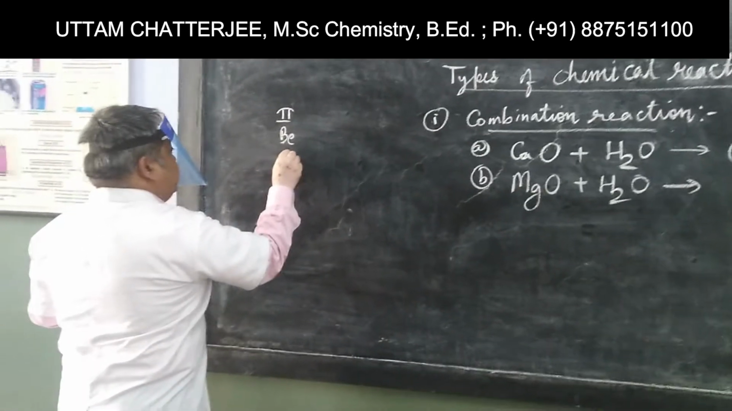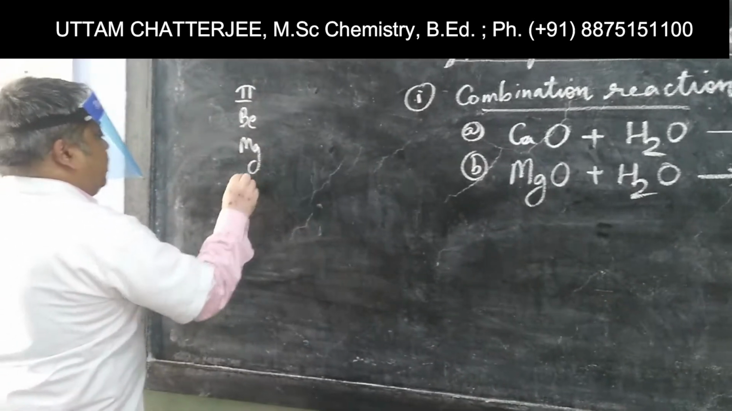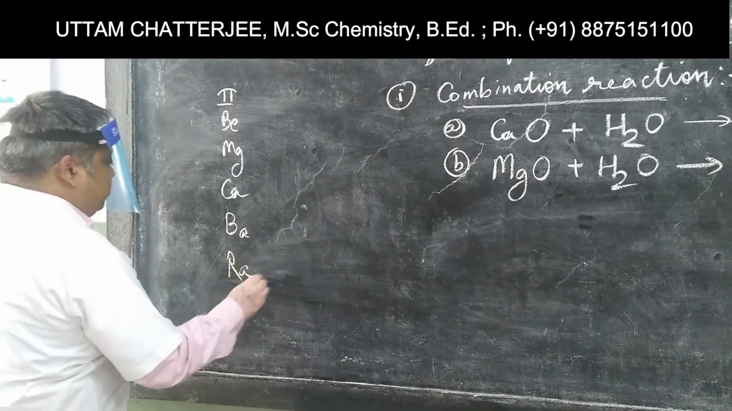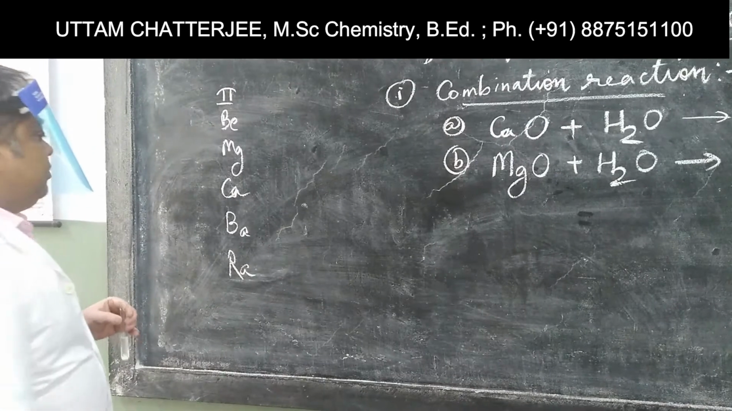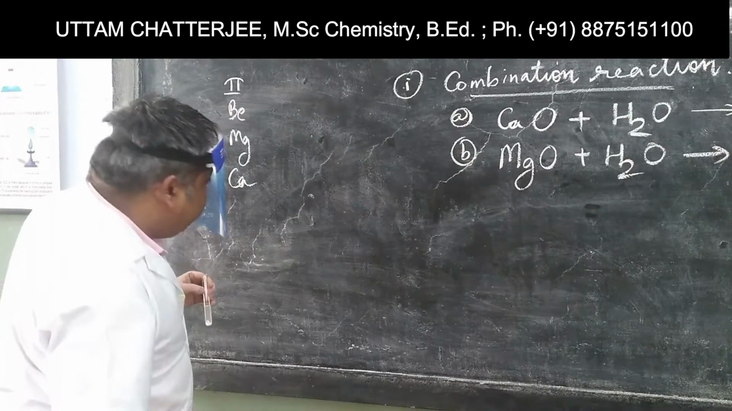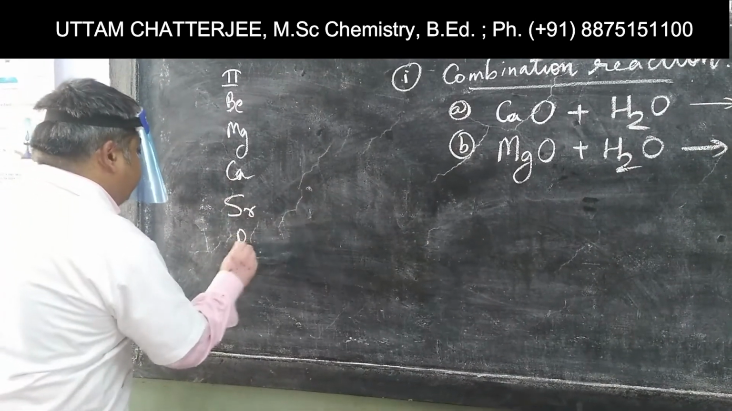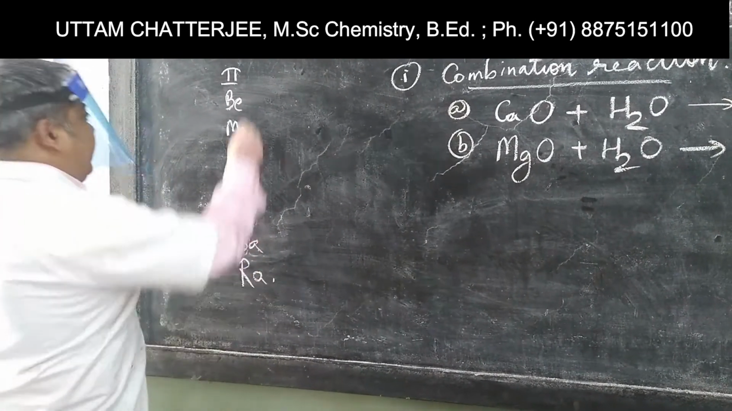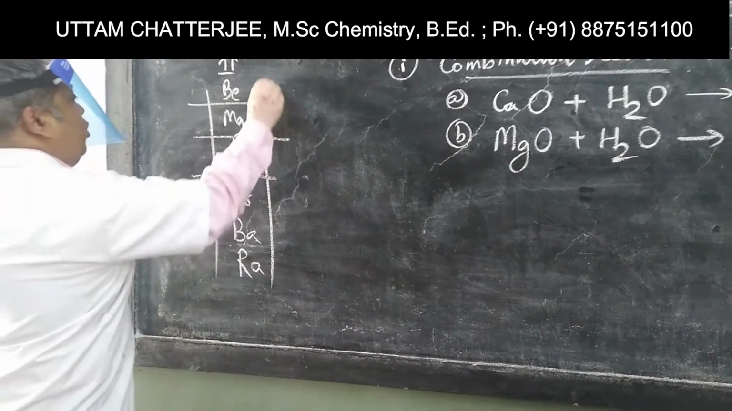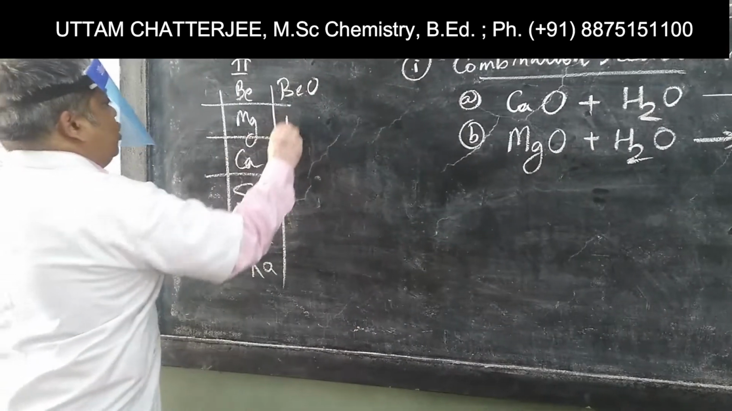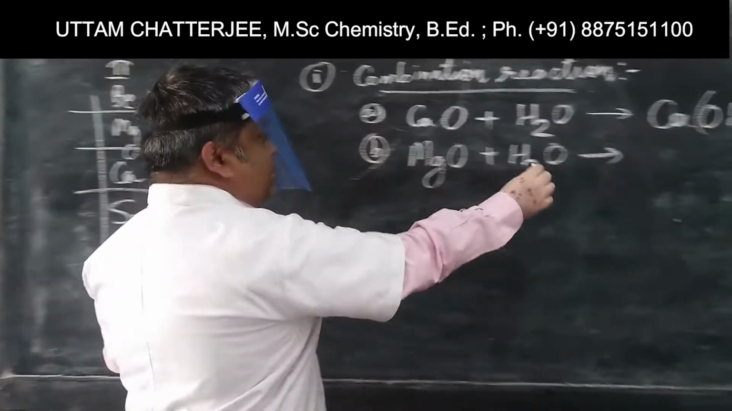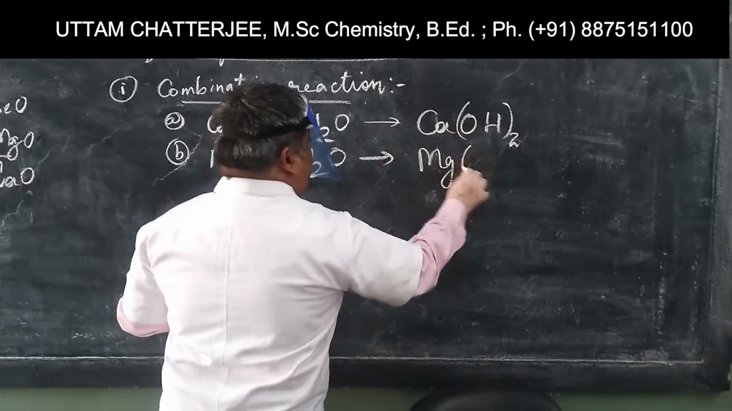Beryllium, magnesium, calcium, barium and radium. One strontium is missing here. Beryllium, magnesium, calcium, strontium, barium and radium. So this property can be seen for any of these salts. BeO will be formed in presence of oxygen, MgO will be formed in presence of oxygen, CaO will be formed. So this will show an addition reaction. So we can simply write Mg(OH)2.